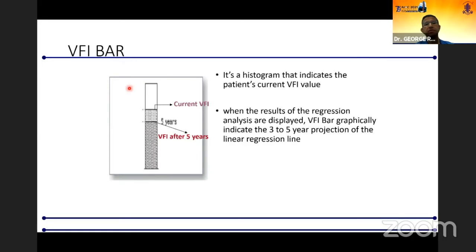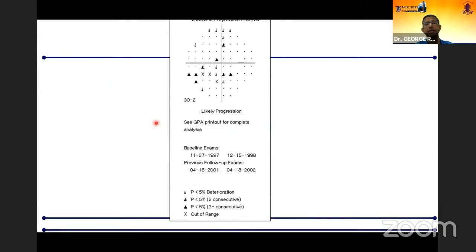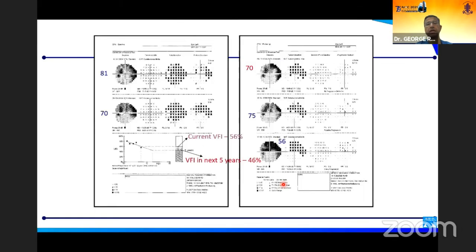It also gives you the VFI bar, where it tells you that if this patient continues to progress at this rate, this is where his visual field index is going to be after 5 years. In addition to that, on the event analysis, each of these points is classified with an open triangle, a half black triangle, or a completely black triangle, depending on whether that point has deteriorated 1 visit, 2 consecutive visits, or 3 consecutive visits. And when you put this entire information together, this is what you would see.